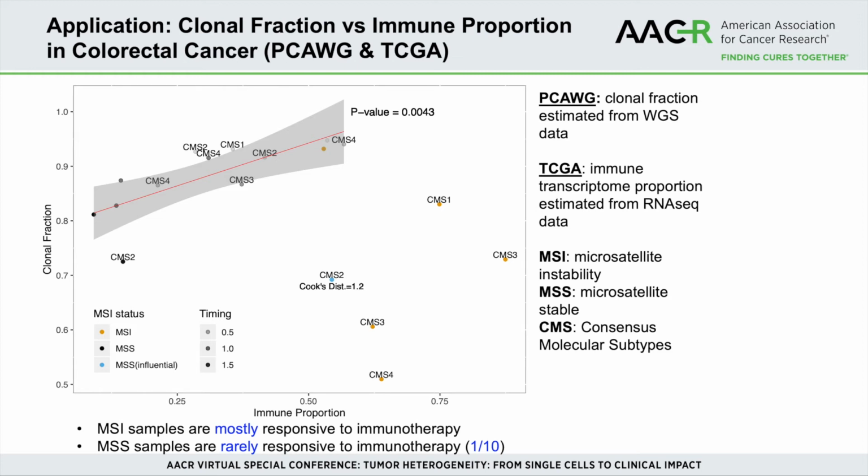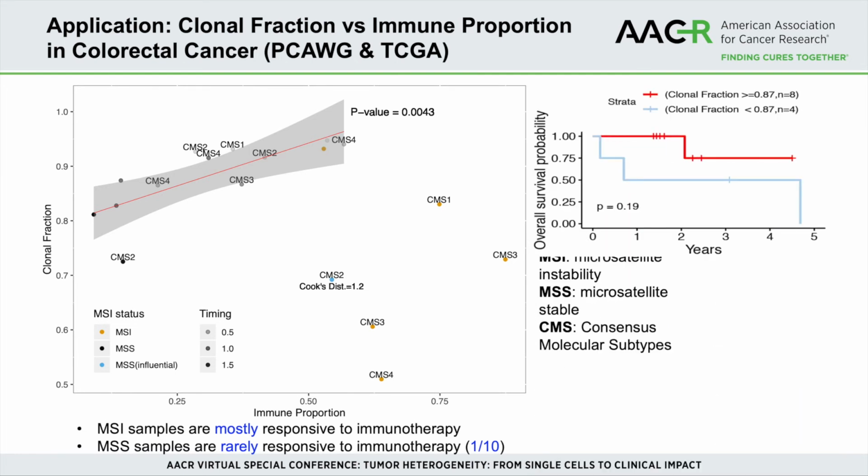Here, we observe a positive correlation between the two proportions within MSS patients, who are known to present limited response to immunotherapy. Within MSS CRC, younger tumors or patients with high clonal fractions are likely surrounded by a still effective immune environment. Correspondingly, these patients presented better survival outcomes, although this comparison was not statistically significant due to limited sample size.